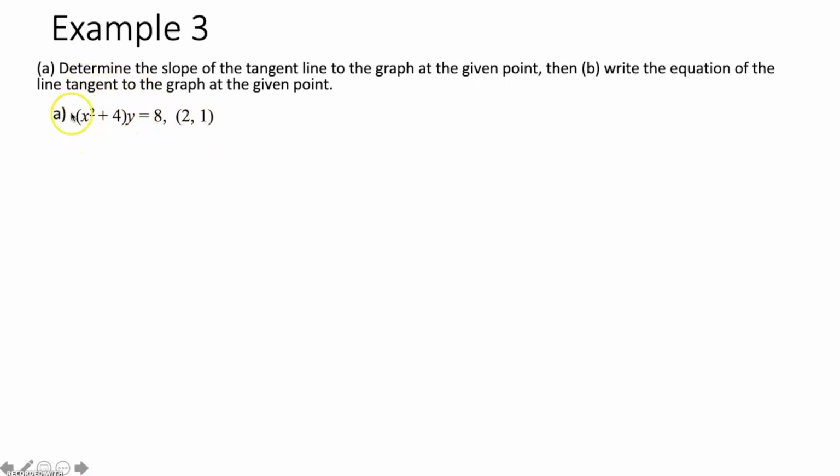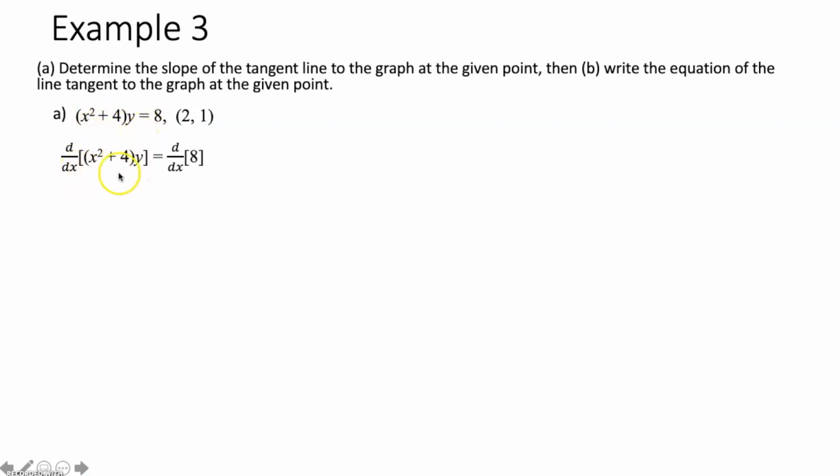So how do we take the derivative of this right here? Well, we don't have y explicitly solved for. So this is the implicit form of this equation, which means I can use implicit differentiation. So what are the steps for that? Well, the first step would be to take the derivative of both sides with respect to x.